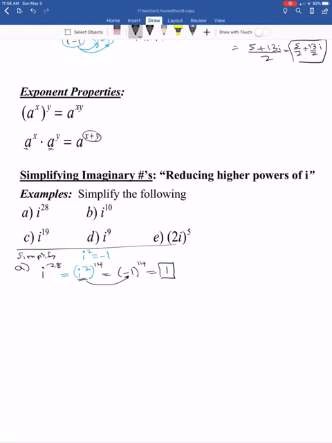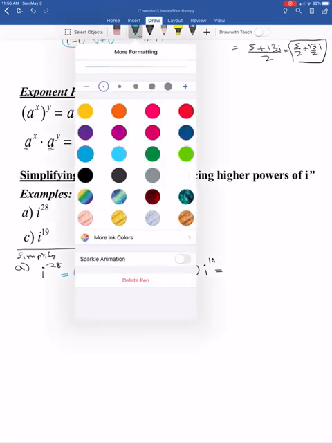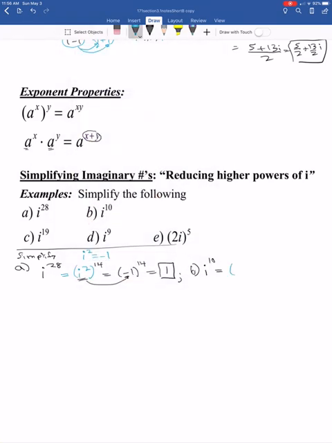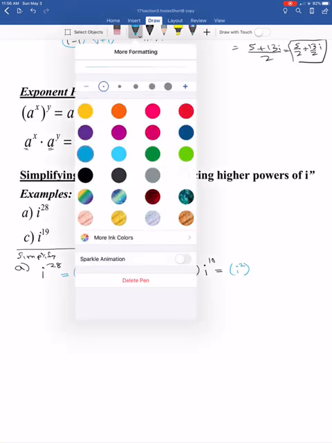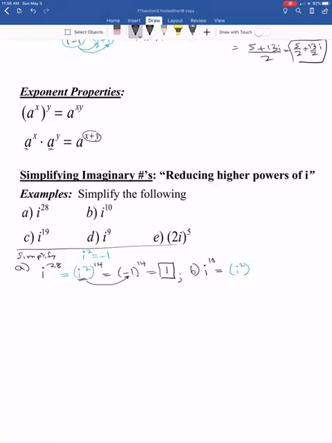All right, let's do the same thing with example B. In example B, I've got i raised to the power of 10. i to the 10th power. Well, let's do the exact same thing. Let's rewrite it using i squared, what we know. So i squared raised to what power? 2 times what is 10? We know that 2 times 5 is 10. So this is equal to negative 1 to the 5th power because i squared equals negative 1.